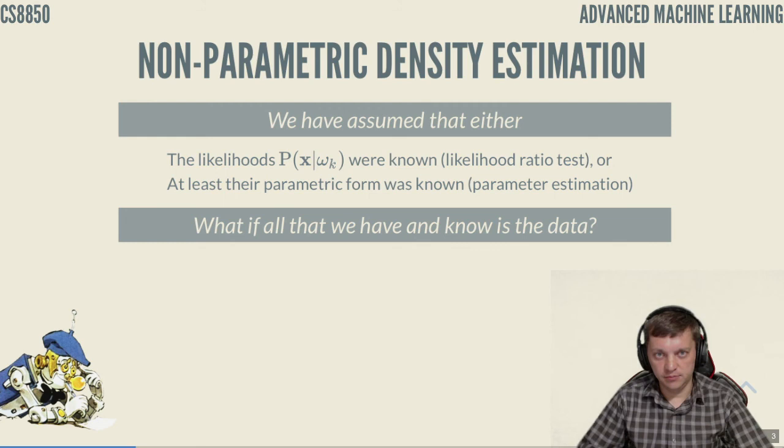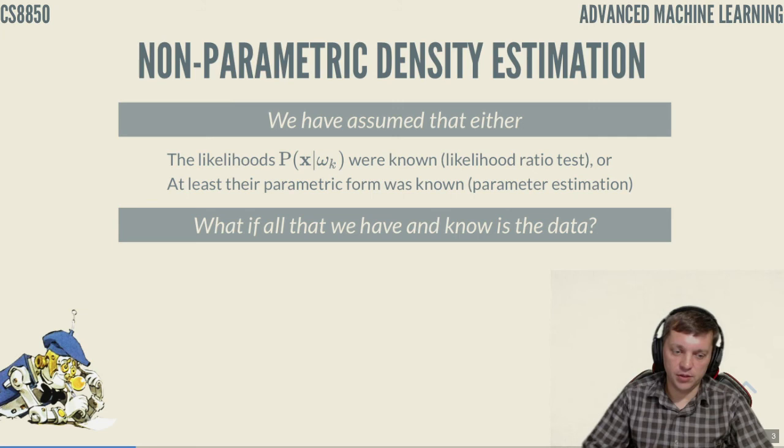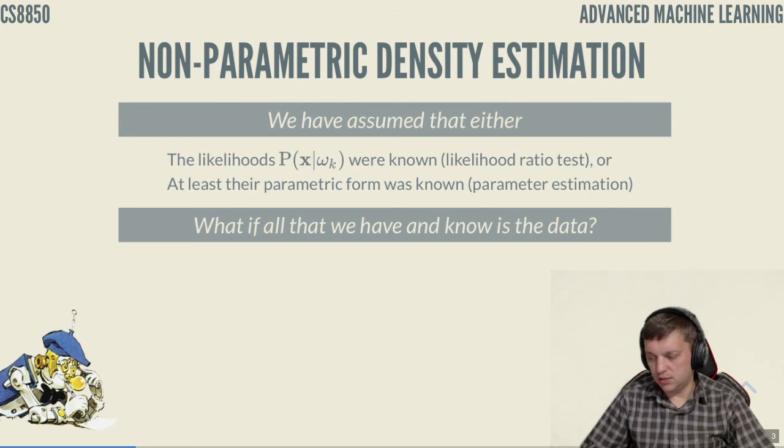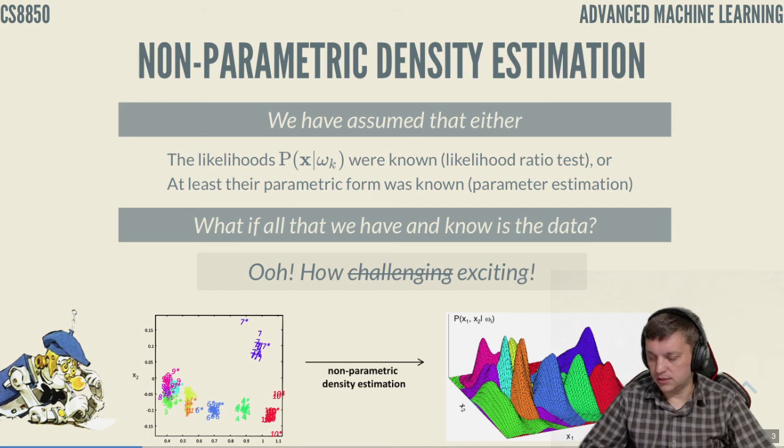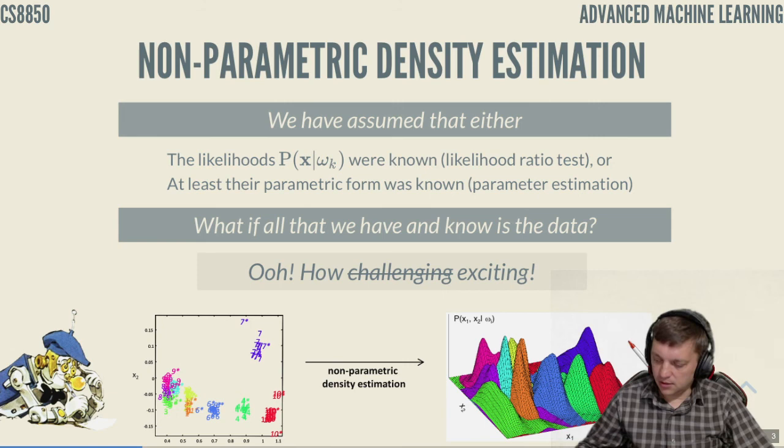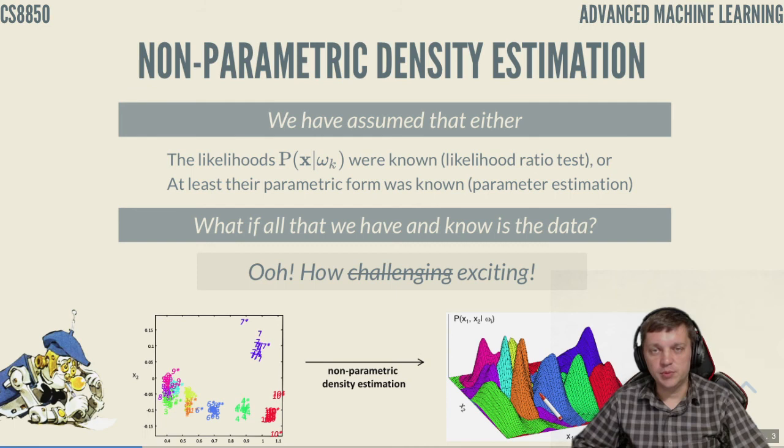Can we do something in this case just from the data, non-parametrically, without assuming some form of the distribution of the likelihood? And well, yeah, that's a challenging and, well, that's an exciting problem. All we have is the data, and we want to estimate the density just using the data itself, not using a parametric form of this distribution. And look, parametrically representing a distribution like that would be very hard, or at least it would be difficult to deal with.